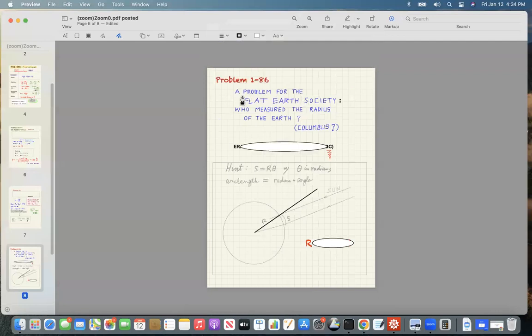Here's another problem. It's problem 86. This is a problem for the Flat Earth Society. Who measured the radius of the Earth? Of course, the Flat Earth Society says the Earth is not round. You know, it's flat. So according to the Flat Earth Society, there's no meaning to the radius of the Earth. The Earth is not a sphere with a radius. But of course, we all know the Earth is a sphere. It's not a flat plane.